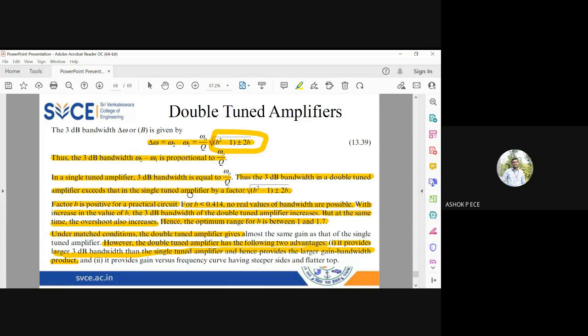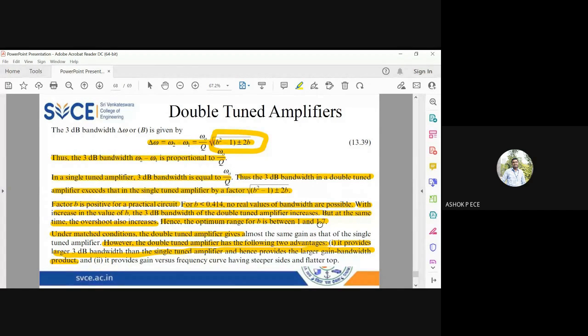And I told you, for any amplifier, the gain bandwidth product is going to be constant. So when you compare single tuned and double tuned amplifiers, the double tuned amplifier will always provide a larger gain bandwidth product when compared to the single tuned amplifier. And how much larger? It is larger by this factor, root of b square minus 1 plus or minus 2b. And the b value is strictly greater than 1 and strictly less than 1.7.